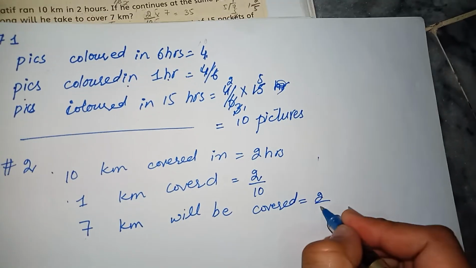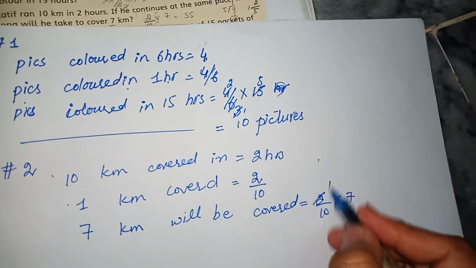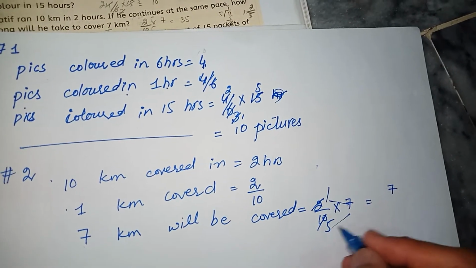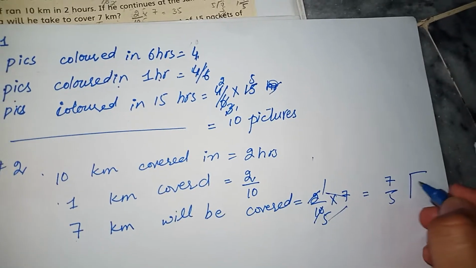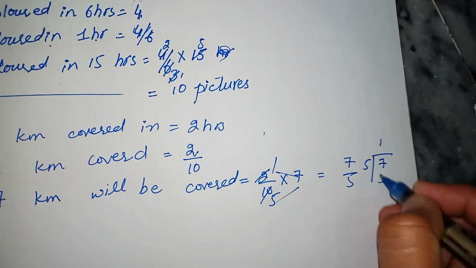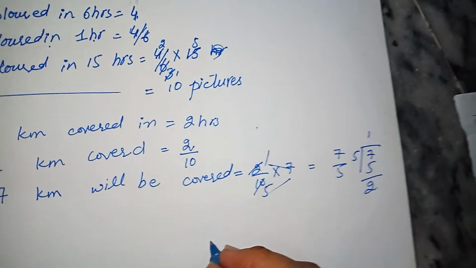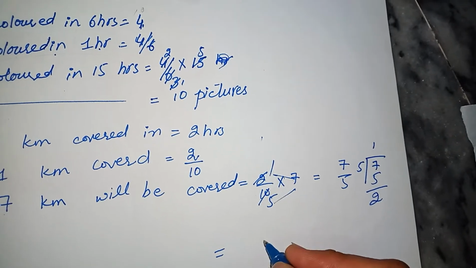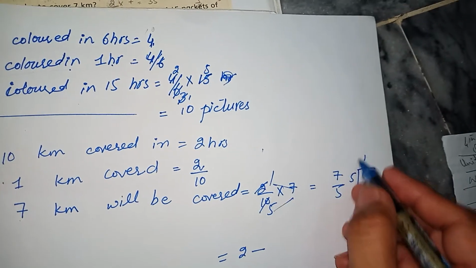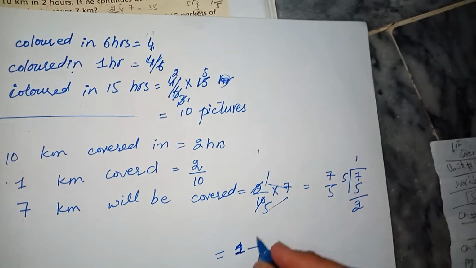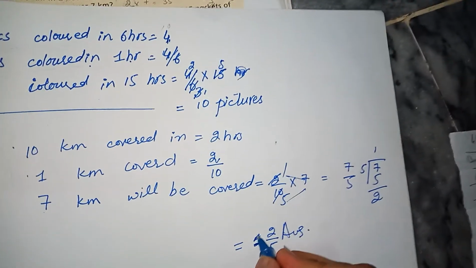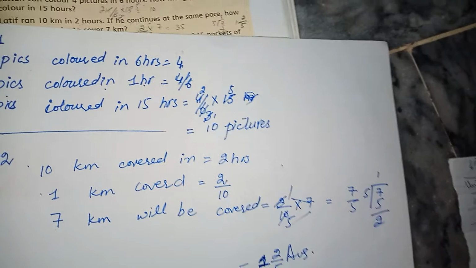as 2 ones are 2, 2 5s are 10, so the ratio will be 7 ones are 7 and 5 ones are 5, and you have to write its answer in the fraction. 5 ones are 5 and 2 is remainder, so 7 kilometers will be covered in quotient plus remainder over divisor. 1 and 2 by 5 is the answer.